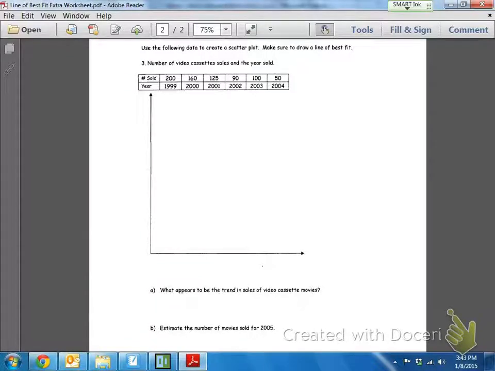All right, so here's another scatter plot, and again, the instructions say make a scatter plot and then make sure to draw a line of best fit. All right, and here's all of our data here. We have the number sold and the year. So video cassettes. For those of you who don't know, that's VHS.